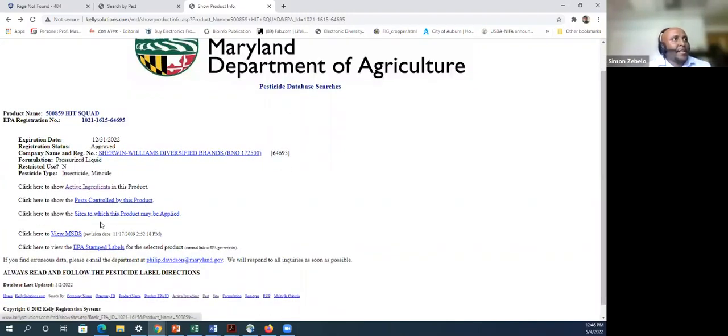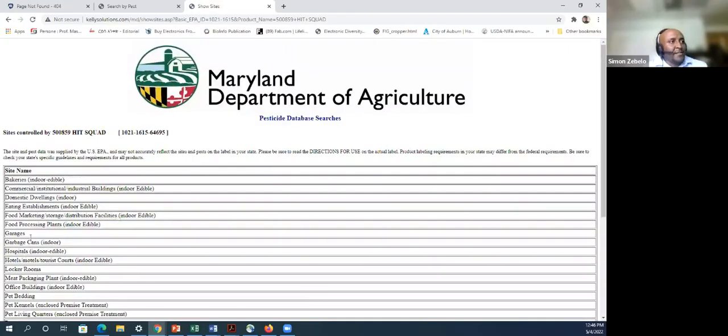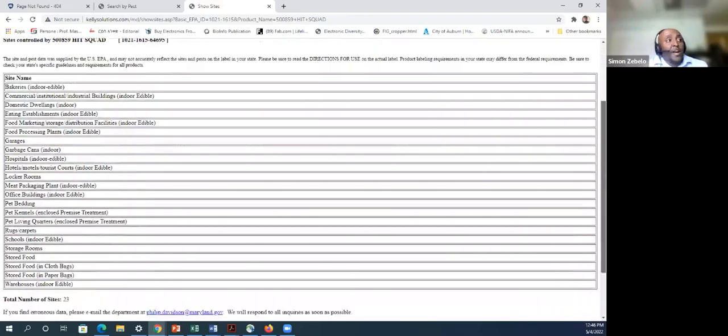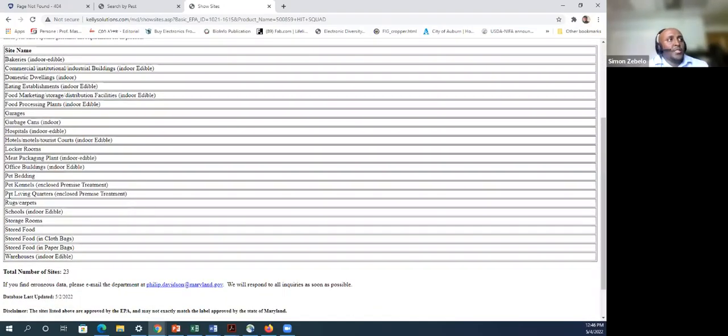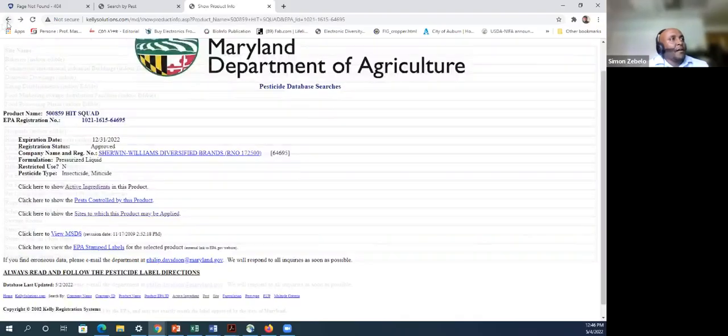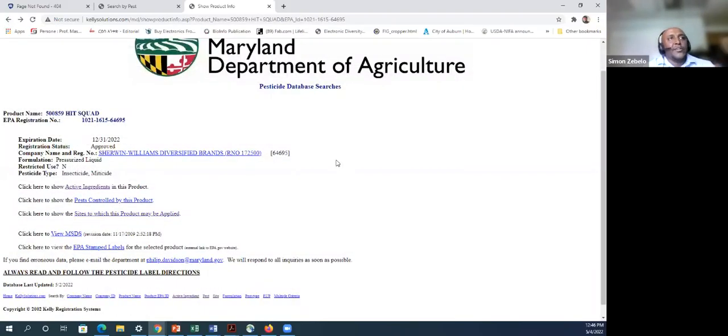Pest controlled by this product, site at which this product may be applied. You can check here. Different sites, different rooms. This is also for households, stored food, warehouses. So this database is really rich. It has a lot of information, and it's also always good to be in compliance with Maryland pesticide use laws. I don't recommend any brand, registered or not. I will always leave it to the producers to look at some of these registered pesticides.